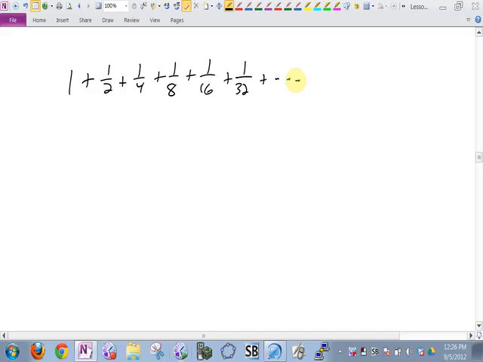Everything you're adding on is approaching what? The fractions themselves that I keep adding are getting smaller and smaller, closer and closer to 0. So eventually what I'm adding on doesn't change the number hardly at all. Now here's an interesting one.